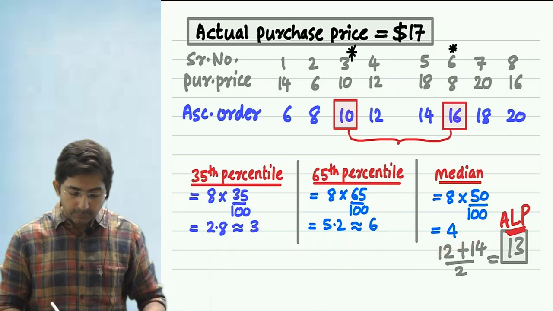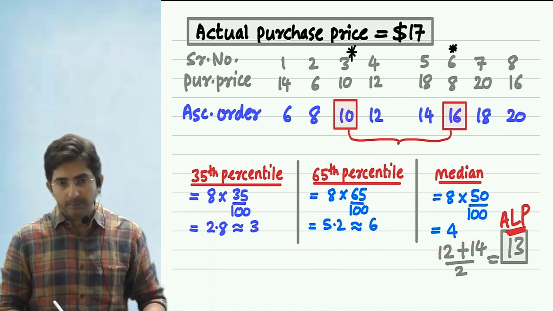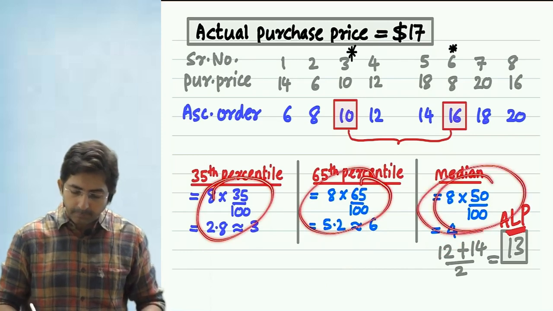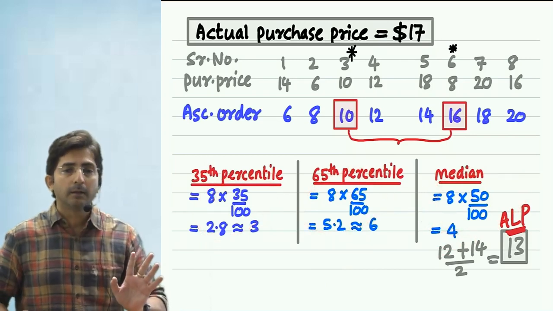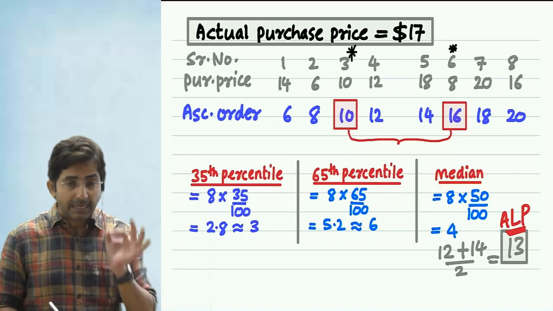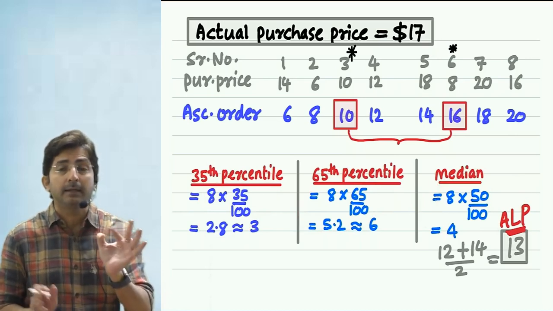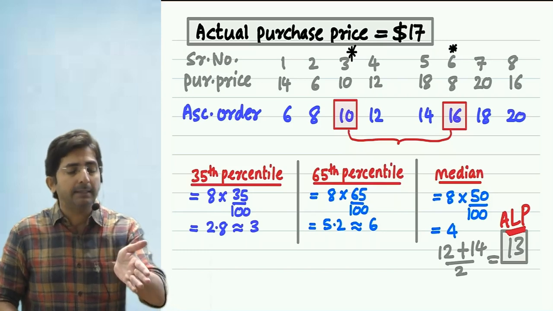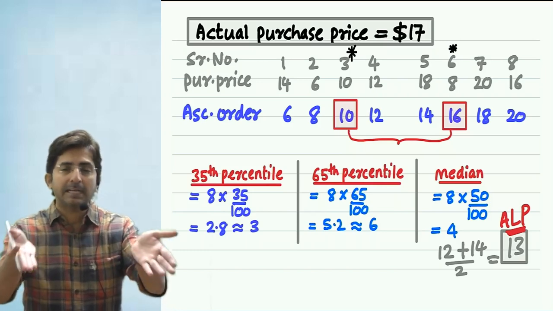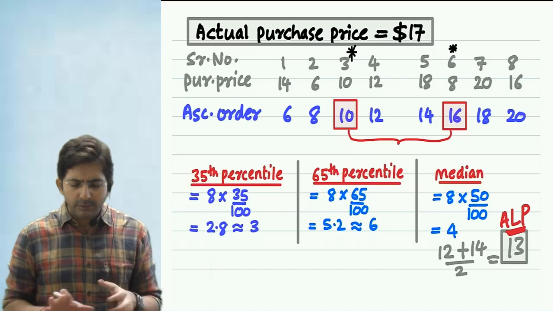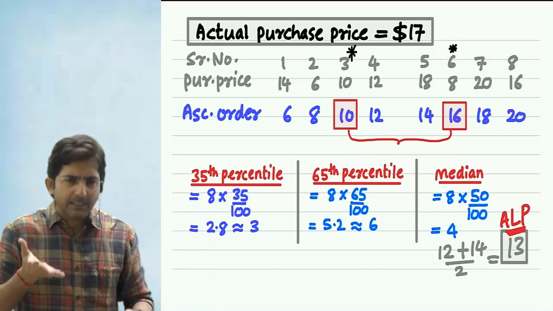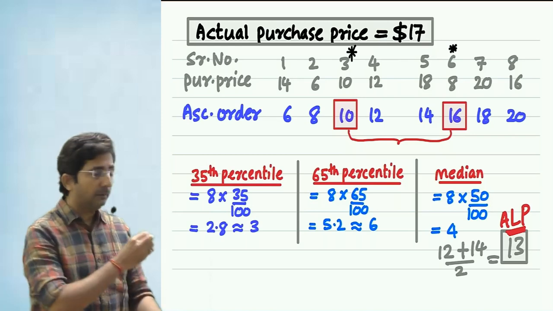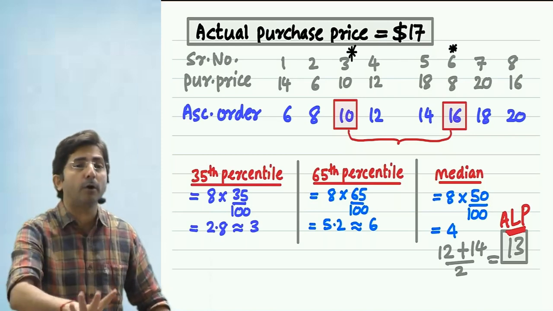But if it is not in decimals, if the 35%, 65% and median come to an exact number, then what to do? Then take that price and the next price, and the average of the 2. I know it sounds very mechanical. That is why we have to understand everything with logic. And here, understanding logic is most important, otherwise you will go mad.